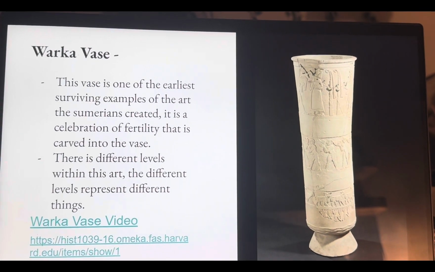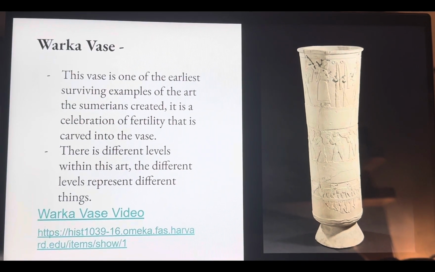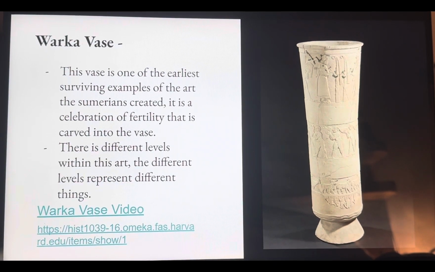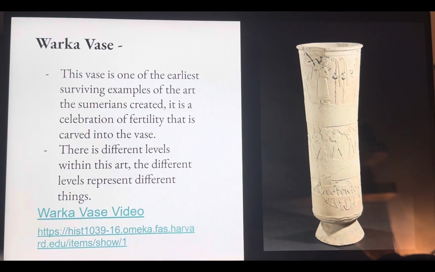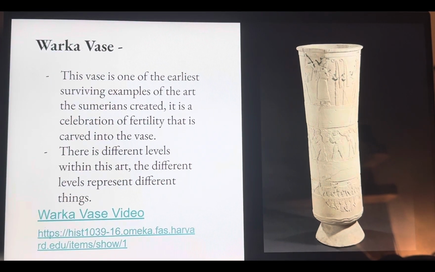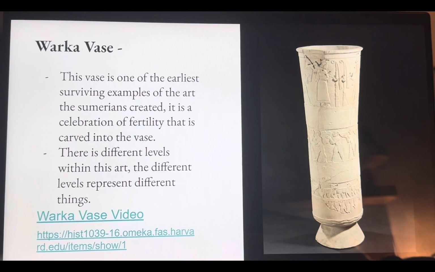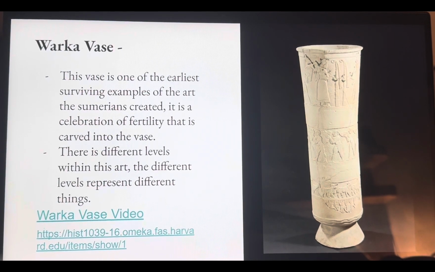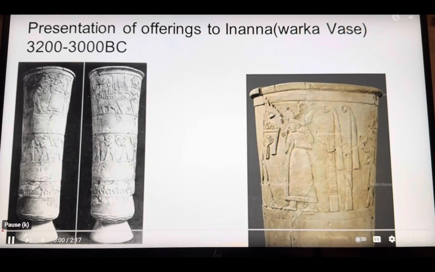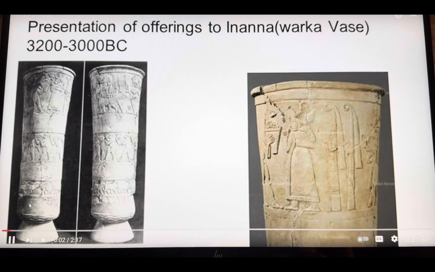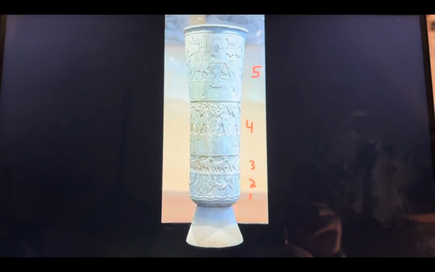Here's a picture of what the Warka Vase looked like. This vase is one of the earliest surviving examples of the art that Sumerians created. It is a celebration of fertility that is carved into the vase. There are different levels within this art. The different levels represent different things. Let's try and unpack what's happening on this vase. Let's start all the way at the bottom. Remember, the vase is read from bottom to top.